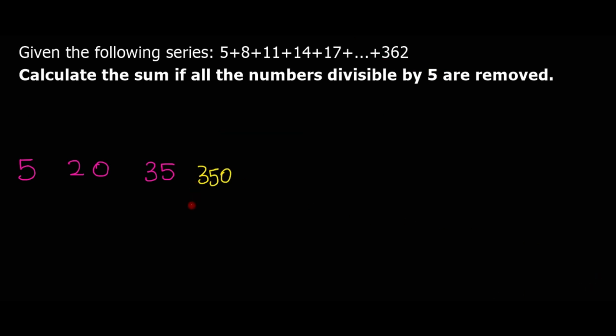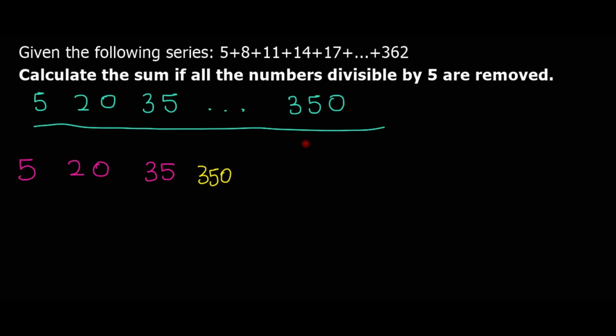So here we have the numbers that are divisible by 5. We have 5, 20, 35, and our last term is 350. So what we can do is find the sum of this series, because this series only contains the numbers that are divisible by 5. If we can find this sum, we are going to subtract it from the sum that contains everything, both divisible and not divisible by 5. So let's find the sum.